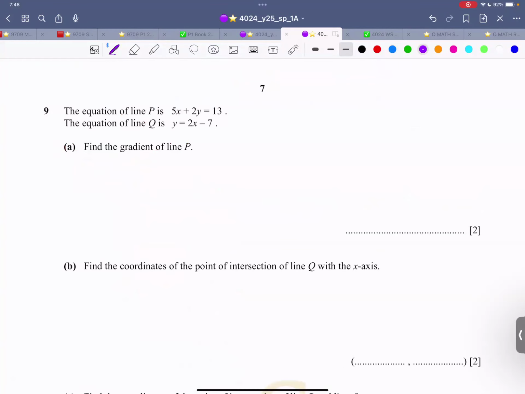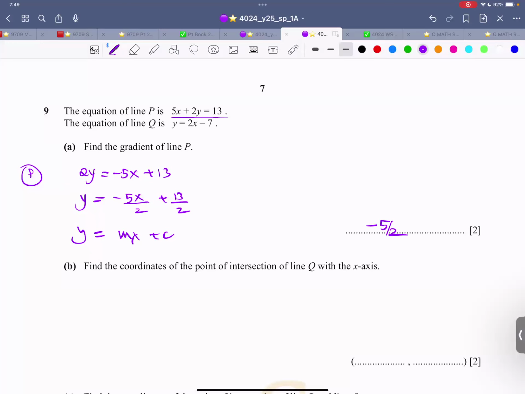Now, coordinate geometry. The equation of line P is 5x plus 2y equals 13. Equation of line Q is this. Find the gradient of line P. So first of all, 2y is equal to minus 5x plus 13. This is the equation of line P. 2y is there, 5x taken to the other side. That's all good. y is equal to minus 5x over 2 plus 13 over 2. y equals mx plus c. Therefore, m comes out to be negative 5 over 2. So the gradient is negative 5 over 2.